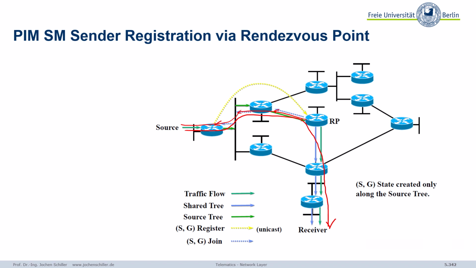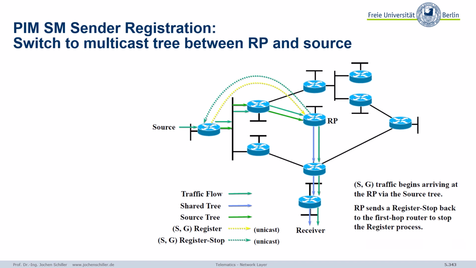So the idea is that, driven by the receiver, we create or start creating this multicast tree. So far we don't have a real tree, we have this path. And we create state only along the source tree. We have different messages involved in this, but that's not the main part.